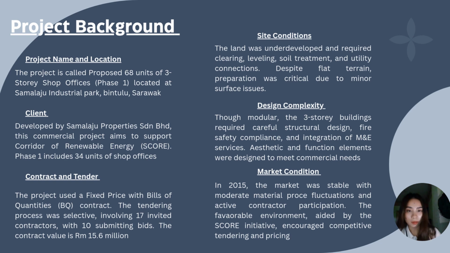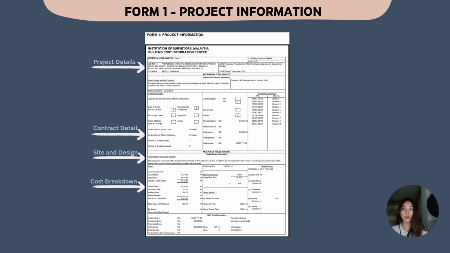For the market condition in 2015, the market was stable with moderate material price fluctuation and active contractor participation. The location under the SCORE plan made the project attractive for competitive bidding. Form 1 mainly focused on project information.